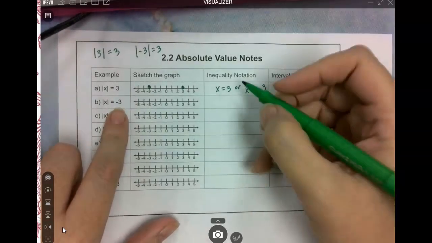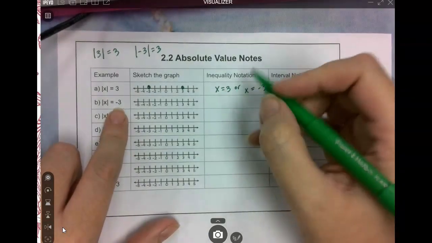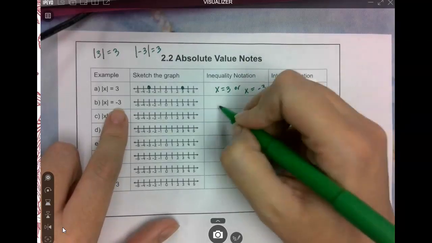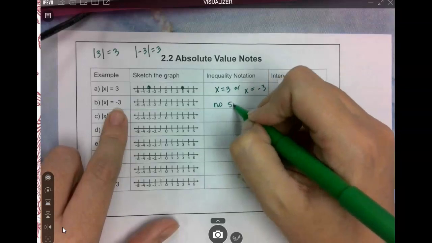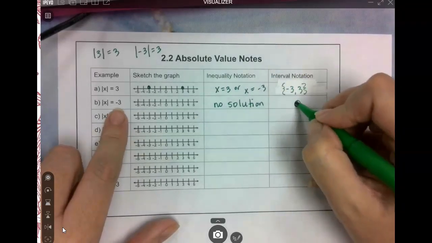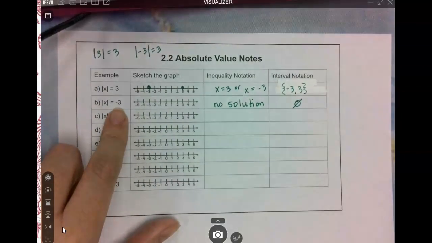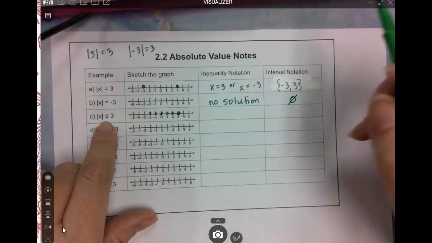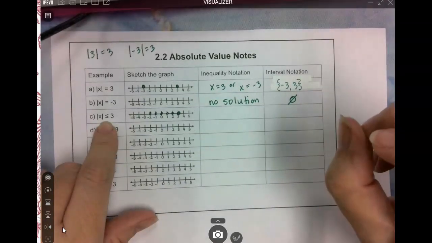So we can say on these, we can use two different things. No solution. And then we have a new symbol. I don't know if you've ever seen it before, but it's a 0 with a slash through it, and it means no solution.